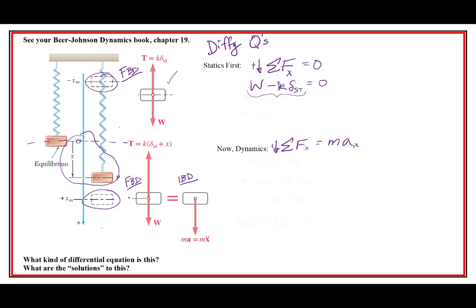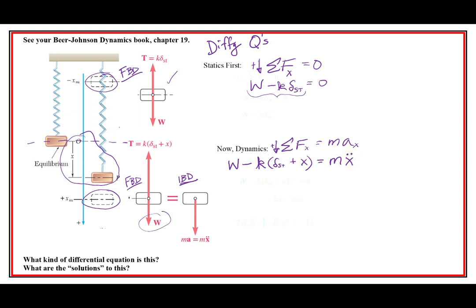And once again, downwards is what we consider positive. And so we take a look over on the FBD side. We have the weight of the thing still right there, and we're going upward to K times the static deflection plus whatever deflection happens onto there. All right, so then it equals on the right-hand side the IBD, right? That's why we draw both diagrams. And we have mass times acceleration, but that acceleration can also be defined as x double dot.